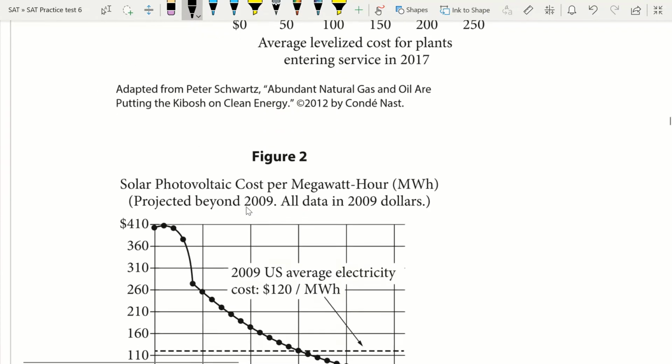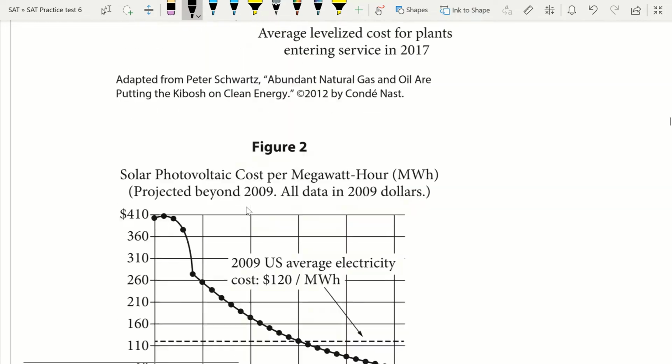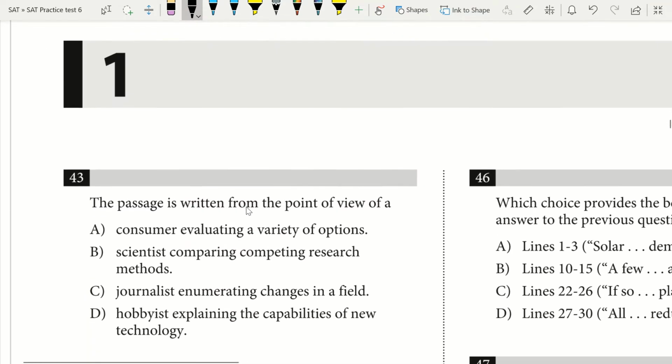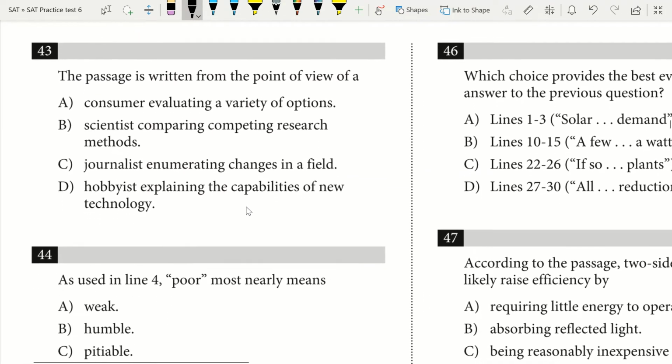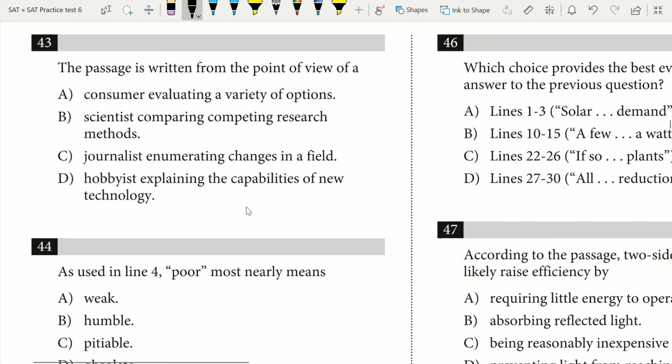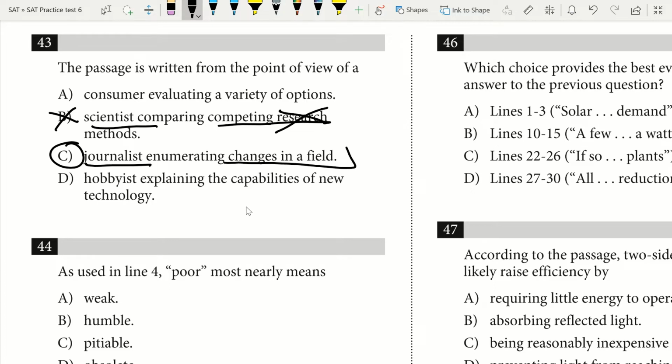Okay, so with that, we've got our two graphs. Now we can go ahead and get into our questions. Okay, so this passage is written from the point of view of a what? All right, well, if we really think about what this passage is coming from, it was written in the MIT Technology Review, and we know that it's really coming from not a scientist himself who's comparing different research methods, because we're not comparing research methods. We're describing research from a journalist, pretty much, right? We have a journalist who is enumerating these changes in this field of solar, right?